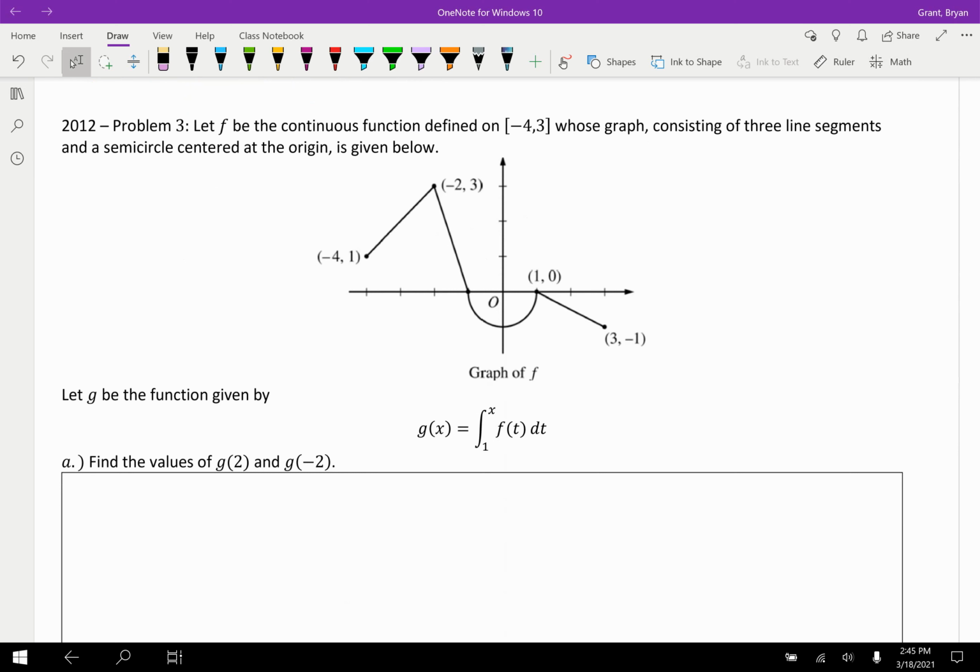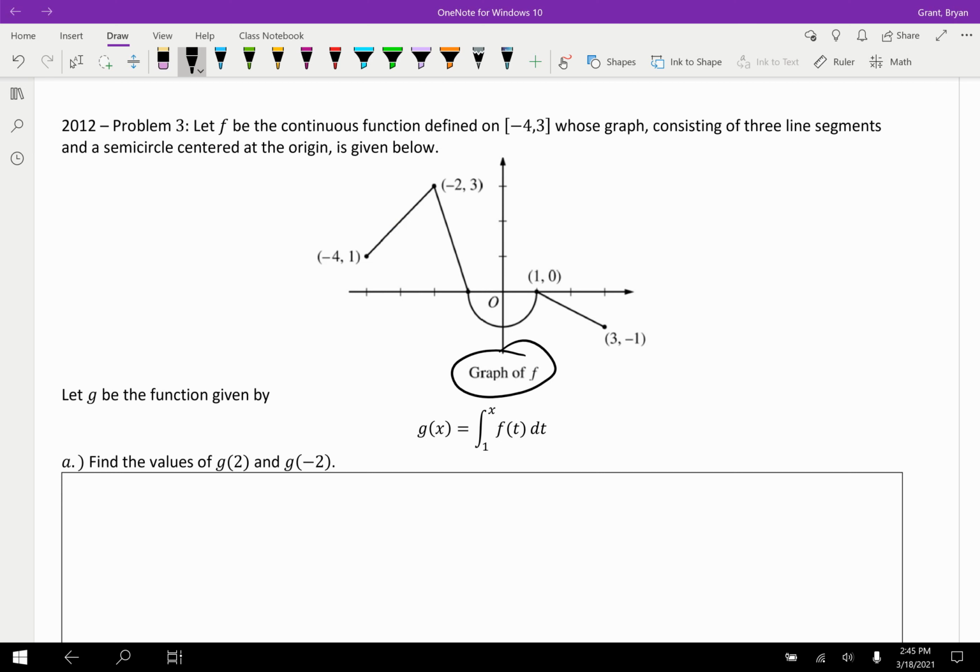2012, problem 3. A continuous function, graph consisting of 3 line segments and a semicircle, very similar to the last one, given below. Now you might be looking at this saying, but they gave us the graph of f. That's weird. I thought you said we'd be given the graph of f prime. Well, this is kind of the same thing, just phrased in a different way, right? You're never just going to be given the graph of f and then asked questions about f. I mean, that'd be silly.